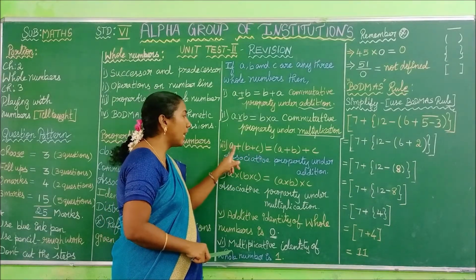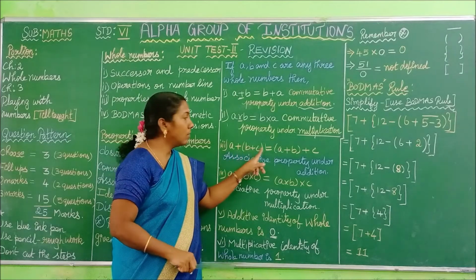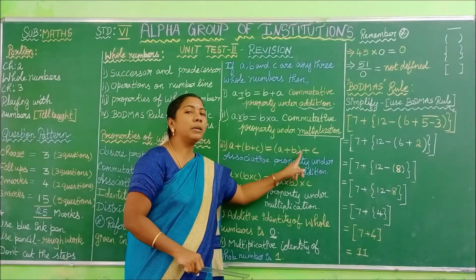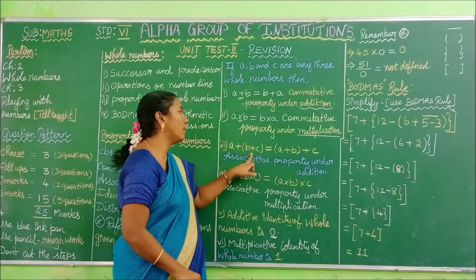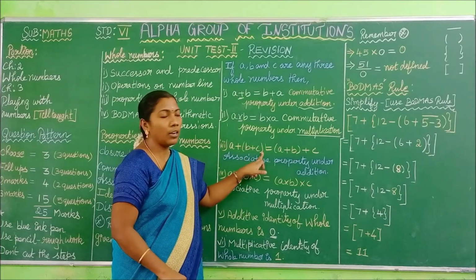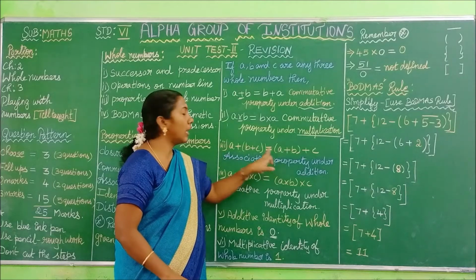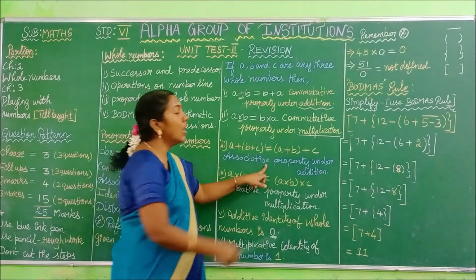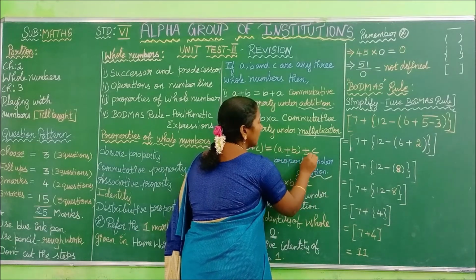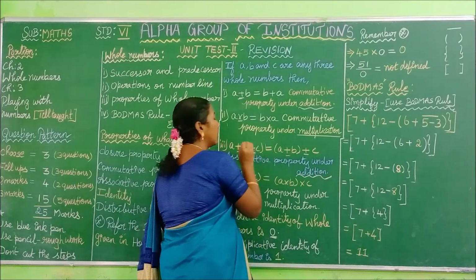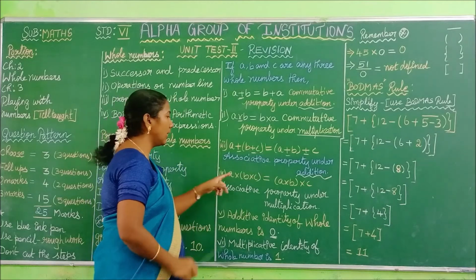See here, A plus B plus C, which is equal to A plus B plus C. Here we have the bracket for the first two elements. Here we have the bracket for the second and the third element. Such a property is termed as associative property under addition. Why are we writing addition here? Because here we are using the operation addition. Okay. See the next one.